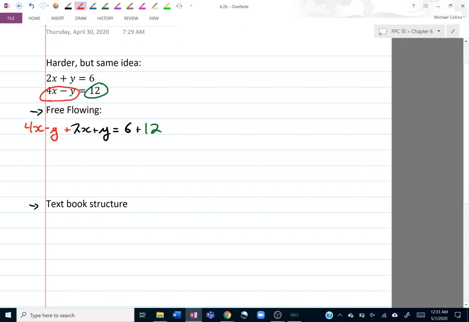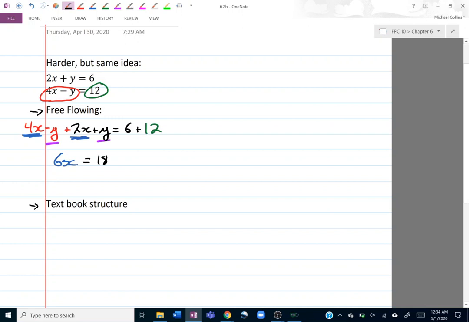So now I'm going to simplify. I'm going to combine my like terms. I have a 4x and a 2x. 4x plus 2x is 6x. And I have a negative y and a positive y. This is very convenient. A negative y and a positive y added together is 0, so I don't have to write anything down. And on the right-hand side, 6 plus 12 is 18.